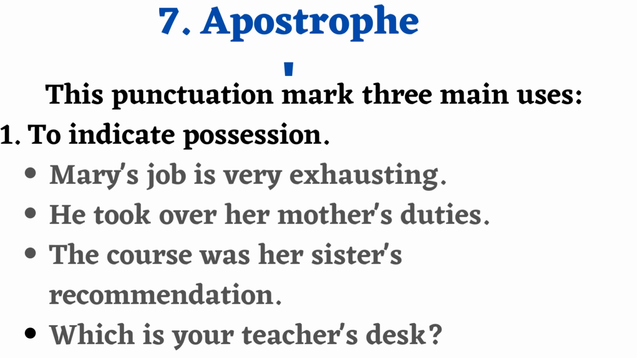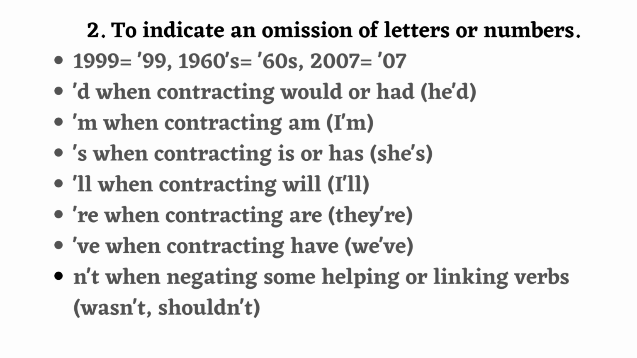He took over her mother's duties. The course was her sister's recommendation. Which is your teacher's desk? The second use is to indicate an omission of letters or numbers. For example, when we are talking about years like 1999, we can use apostrophe and 99 to omit 1 and 9, but the apostrophe 99 still means 1999.